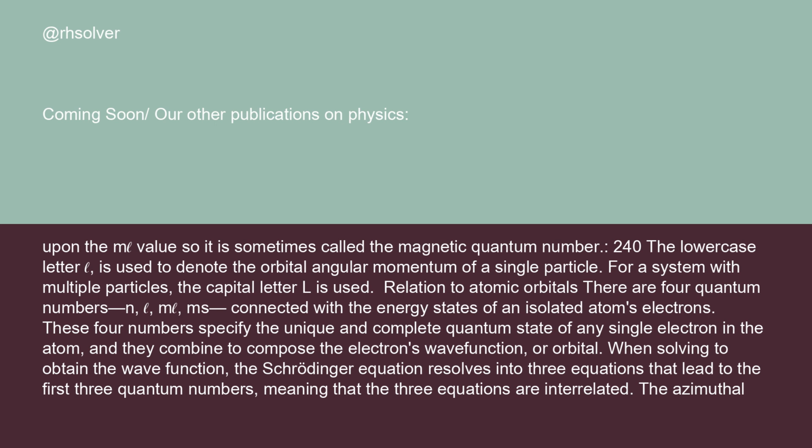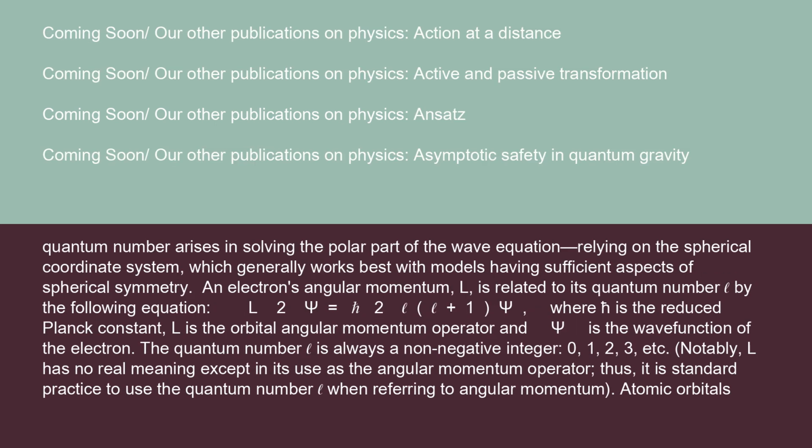Relation to atomic orbitals: there are four quantum numbers, n, ℓ, mℓ, ms, connected with the energy states of an isolated atom's electrons. These four numbers specify the unique and complete quantum state of any single electron in the atom, and they combine to compose the electron's wave function, or orbital. When solving to obtain the wave function, the Schrödinger equation resolves into three equations that lead to the first three quantum numbers, meaning that the three equations are interrelated. The azimuthal quantum number arises in solving the polar part of the wave equation, relying on the spherical coordinate system, which generally works best with models having sufficient aspects of spherical symmetry.